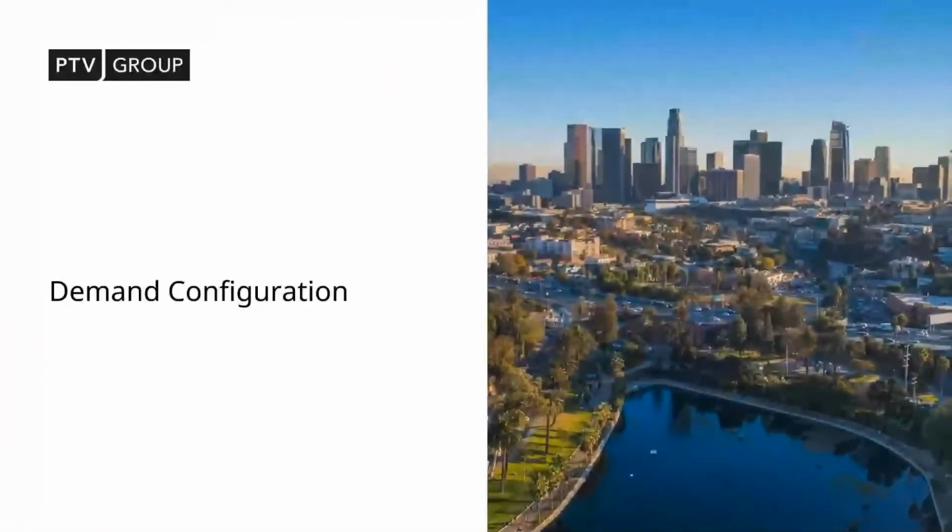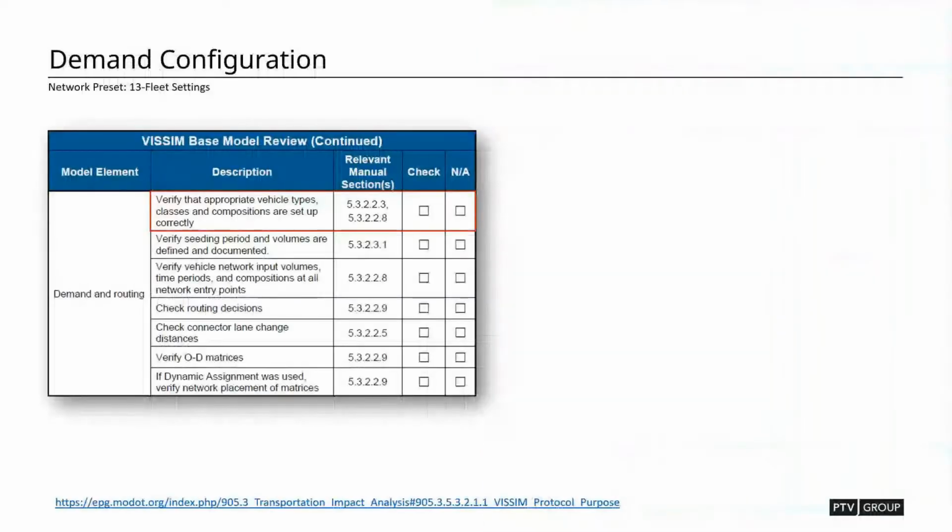We're going to move on to talking about building out the demand model in Vissim, in terms of what type of volume flows we are dealing with, what kind of routing we are dealing with, things like that. So to start, we're going to be looking at the fleet settings.